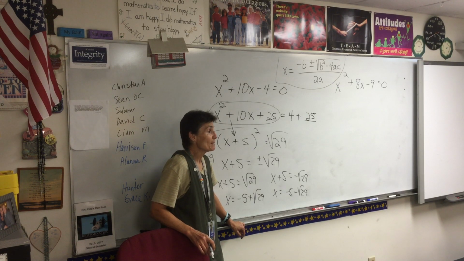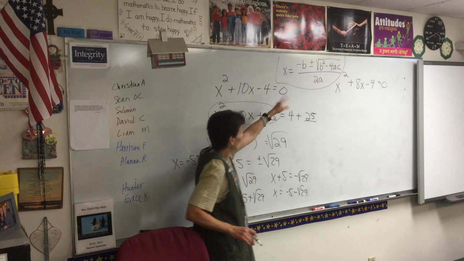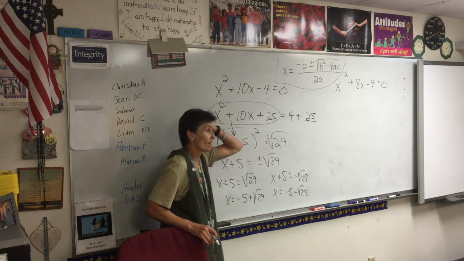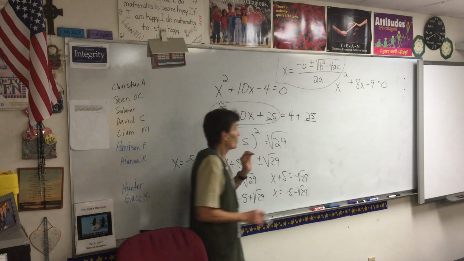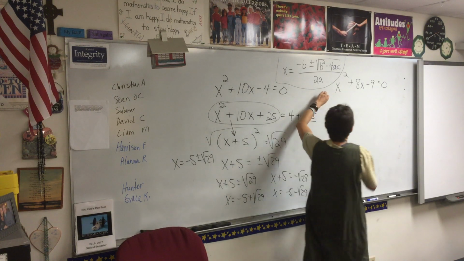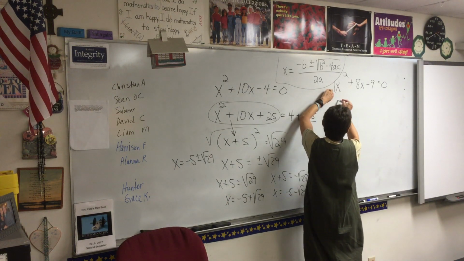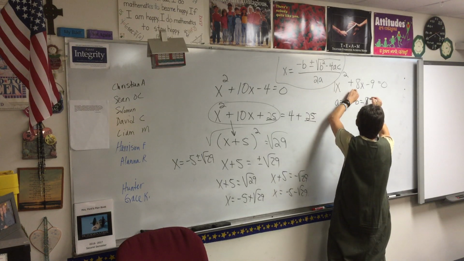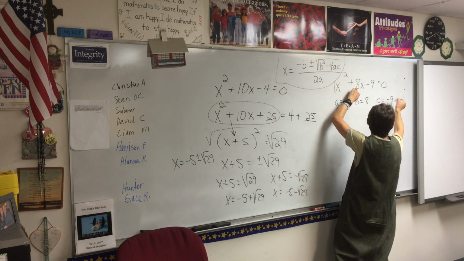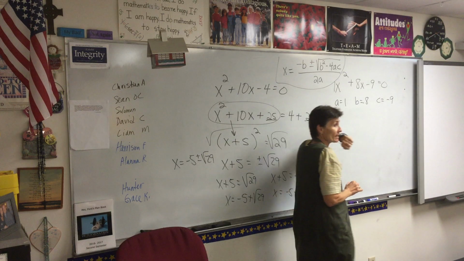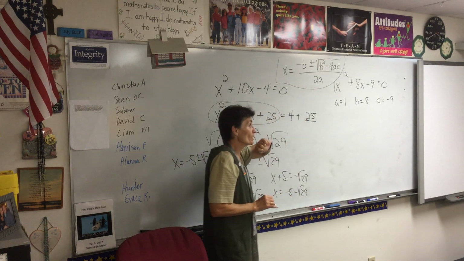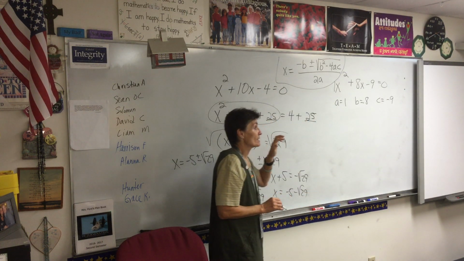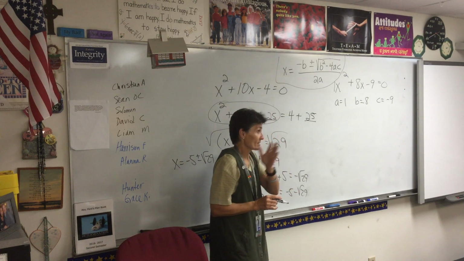Now, what are the A, B, and C in the formula? The formula is full of A's, B's, and C's. Where do those come from? Those are the coefficients. Good. So in this problem, A is 1, B is 8, and C is the plain number, which is negative 9. Remember, when you're writing down your A, B, and C, the negatives come with it.